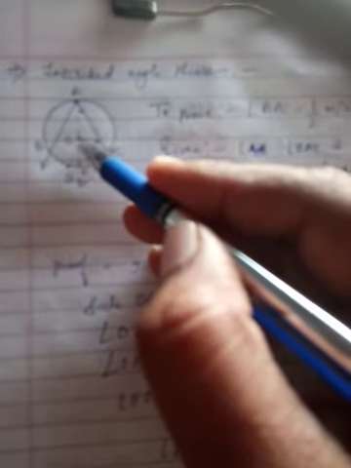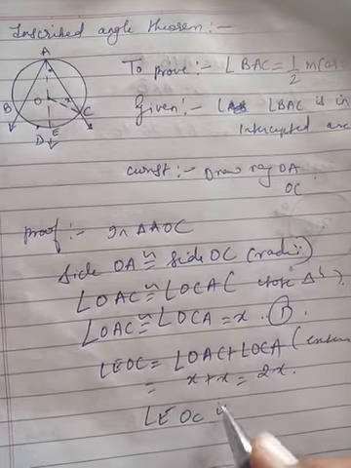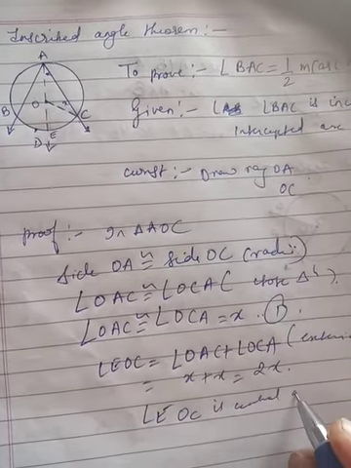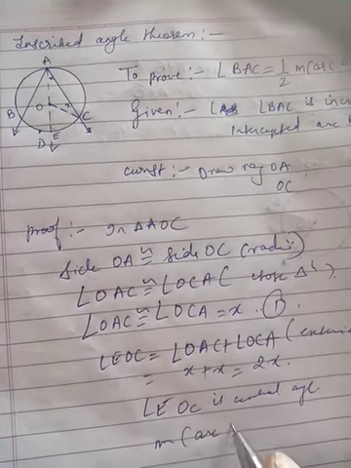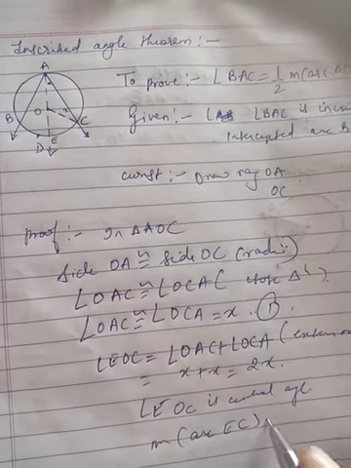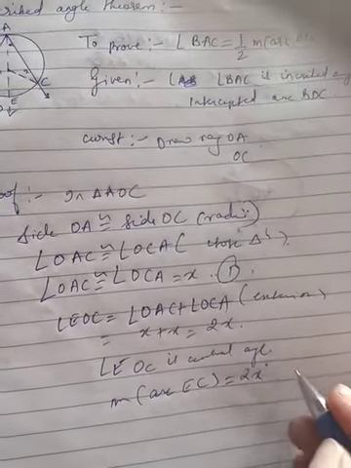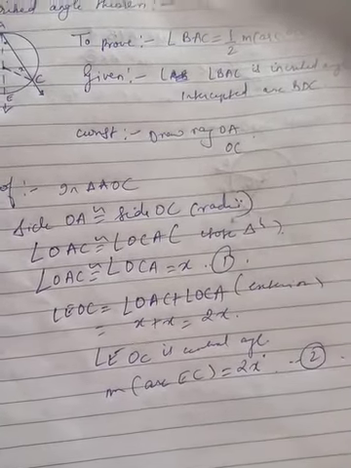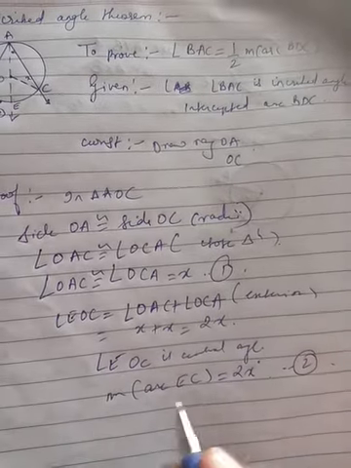If you observe, angle EOC is the central angle because its vertex lies on the center. Write down: EOC is a central angle, and the measure of arc EC is equal to 2x by the definition of the measure of an arc. So this is equation 1 and equation 2. So from equations 1 and 2, what do we get?